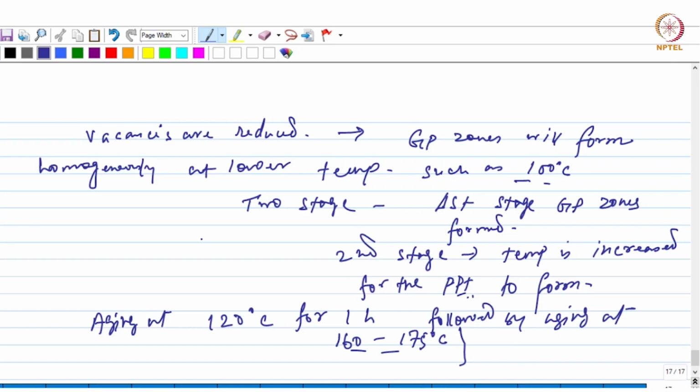We'll talk a little more on this, taking an example of a particular alloy. And with that, we come to the end of this lecture.